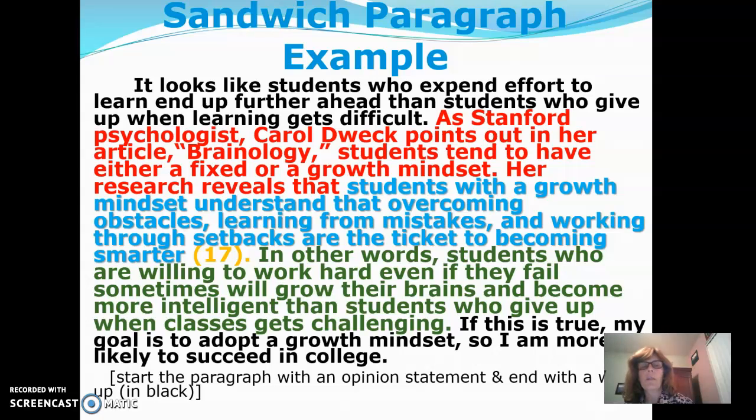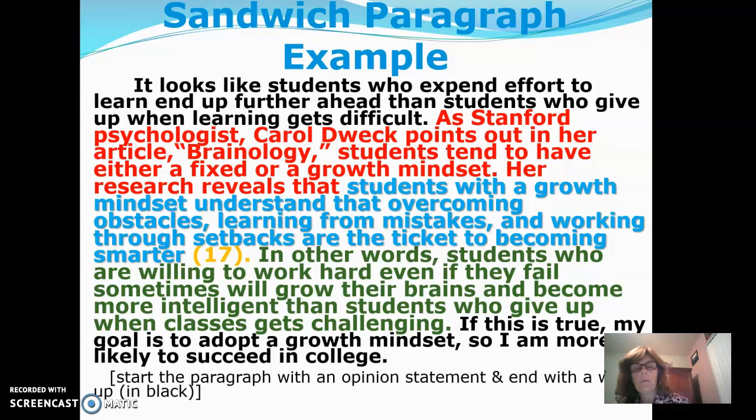So you've got your topic sentence in black, and then the introduction or lead-in to the quote or paraphrase, and then the section in blue which explains how students with a growth mindset are able to overcome obstacles, learn from mistakes, and work through setbacks. That's in blue. That's a paraphrase from the article. And so there's our meat, and then that's on page 17.